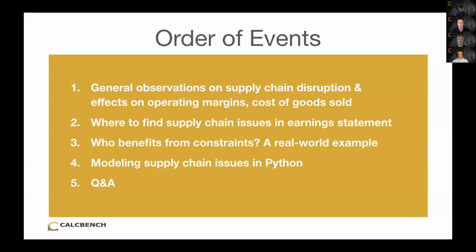Third, Alex will walk through a real-life example or two of which firms are benefiting from supply chain disruption, because some say they are benefiting, but also how you can study that data to determine how real these benefits are or are not. Then fourth, Andrew will offer an example of how to model supply chain issues and information and operating margins and whatnot. Show us how to do that in Python using the CalcBench API. And then at the end, we will save some time for questions.